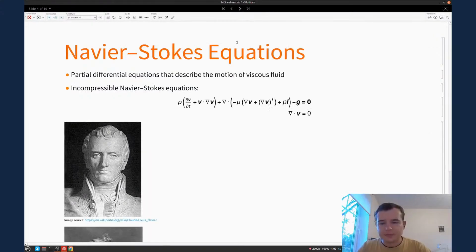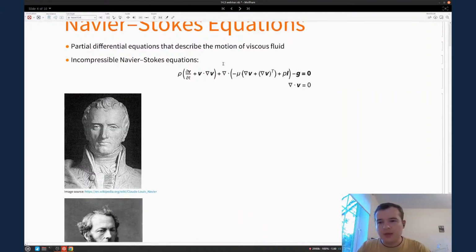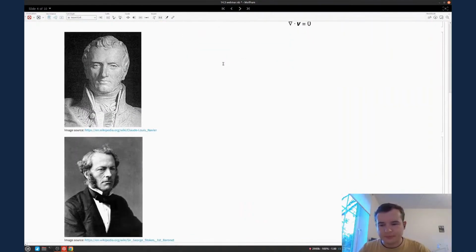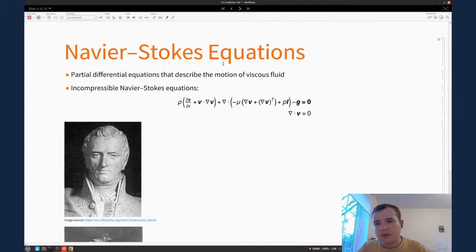The Navier-Stokes equations are named after French engineer Claude-Louis Navier and Irish physicist George Stokes, and are partial differential equations that describe motion of a viscous fluid. Here we can see them in their incompressible form, and it's a system of equations where the unknowns represent the velocity, which is here v, and the pressure p.